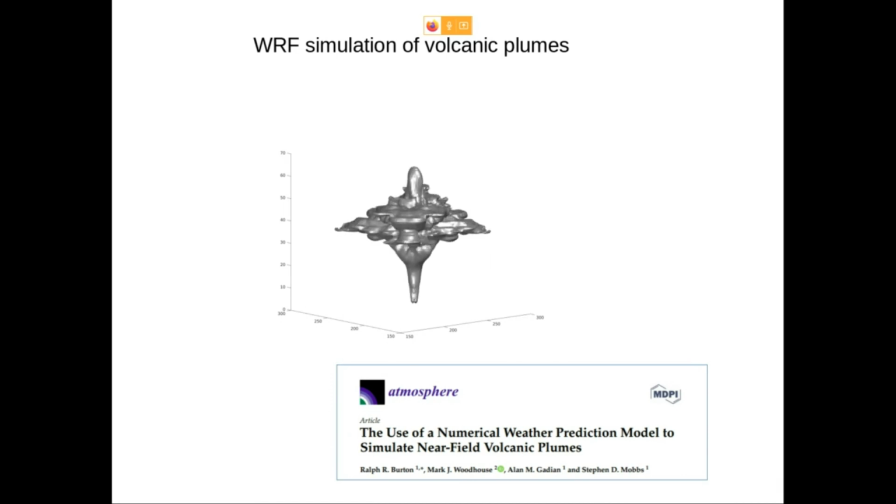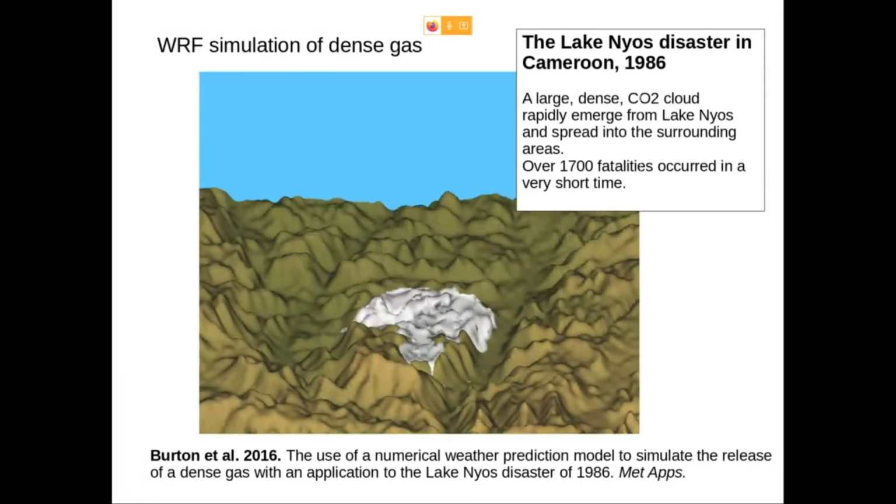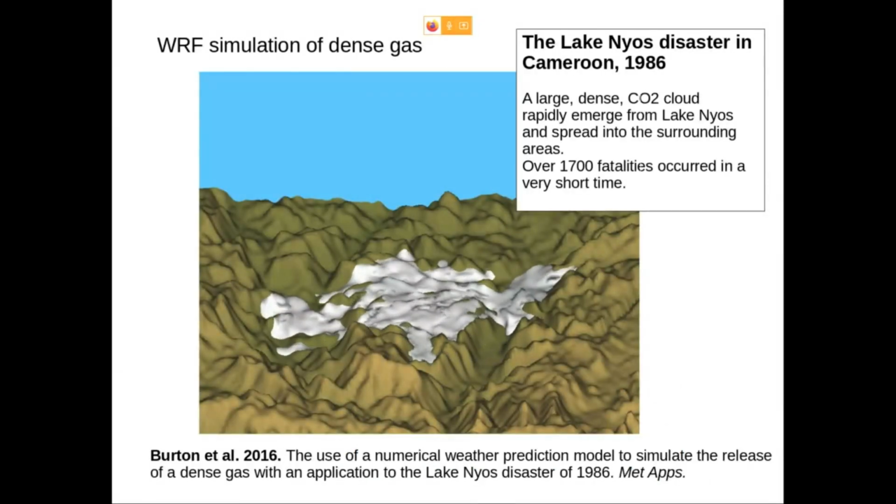This was done on the old Archer machine, in actual fact, using, I think, about 1,000 processors. So this would have been 150 by 300 grid points. So it's not a particularly big simulation, but because of the slow time step, it does require a large number of processors. Here's an example of simulating a dense gas.